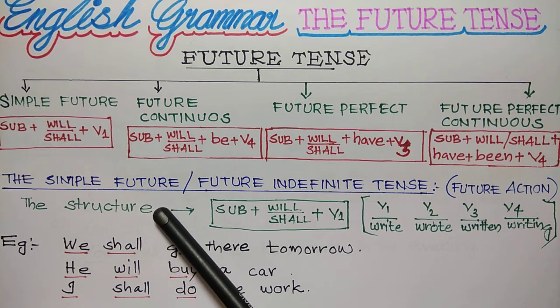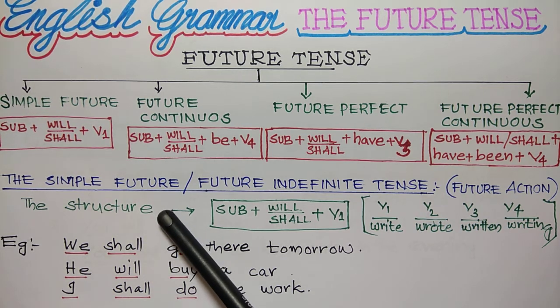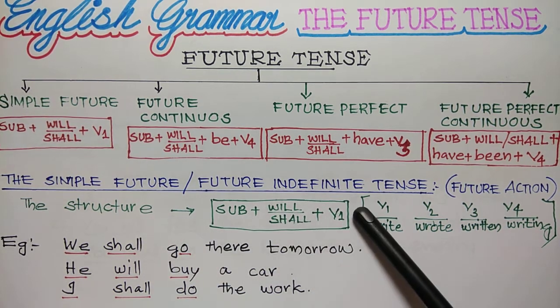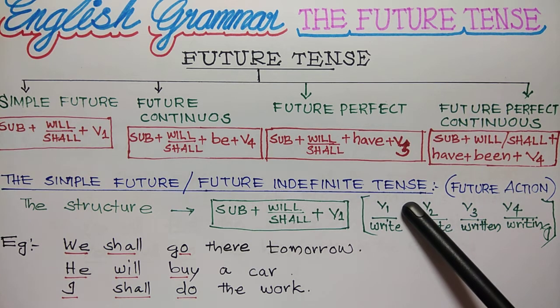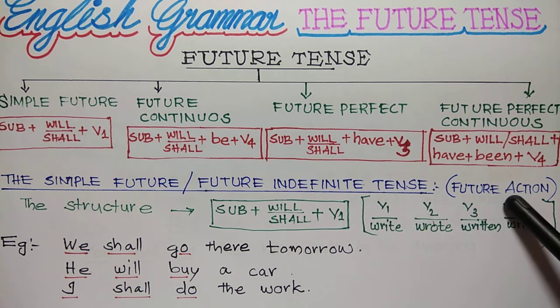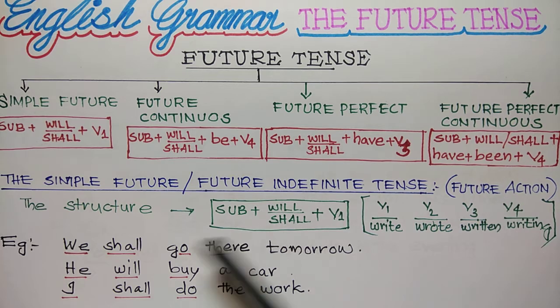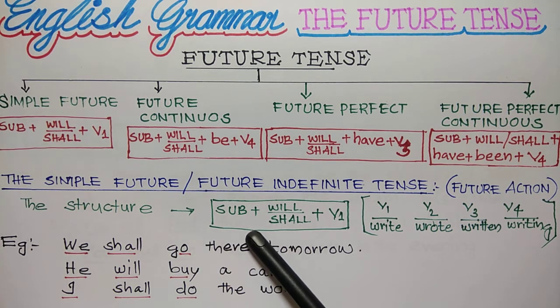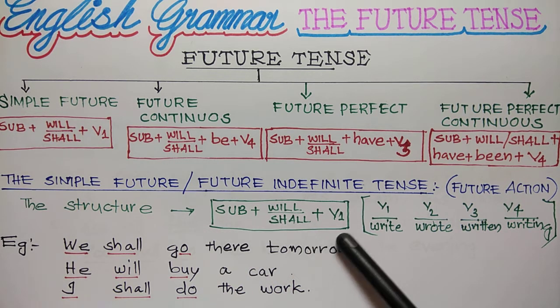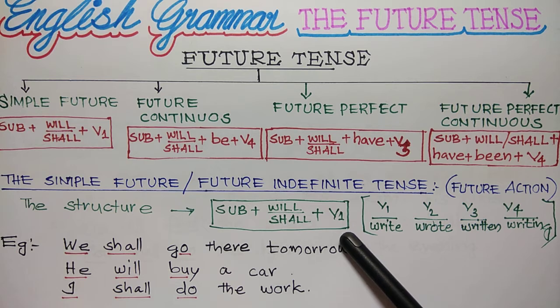Now let's start with the simple future or future indefinite tense. It shows the future action. The structure is subject plus will or shall plus V1. That is the root form of the verb.